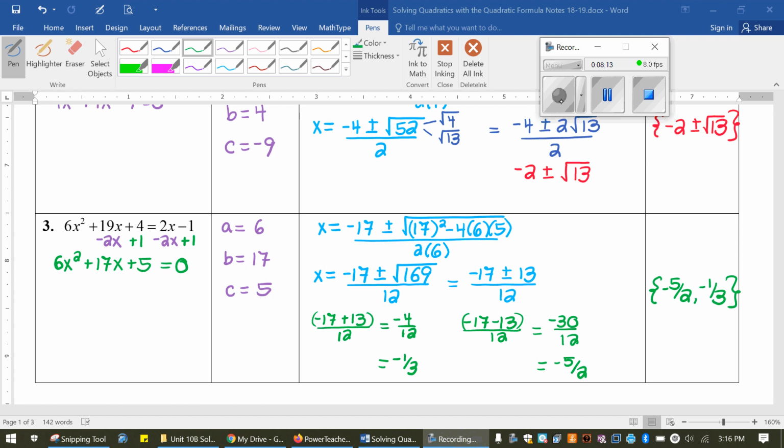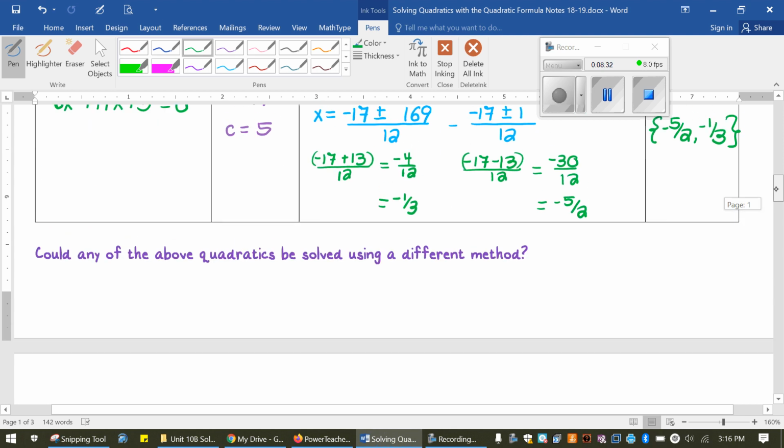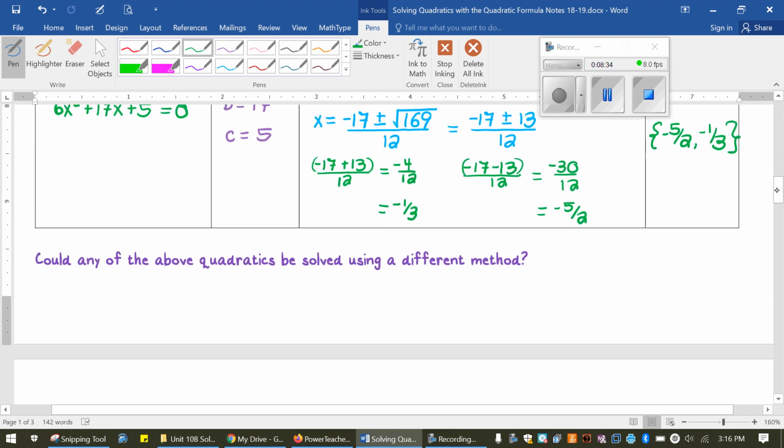The quadratic formula will work for any quadratic equation that's in standard form. So you can see in each of the problems, numbers 1, 2, and 3, we had to move terms in order to get it equal to 0. But once you have everything equal to 0, the quadratic formula will always work for you. Down at the bottom of the front of our notes, it says any of the above quadratics can be solved using a different method. So the other 2 methods that we've done are factoring and the square root property.